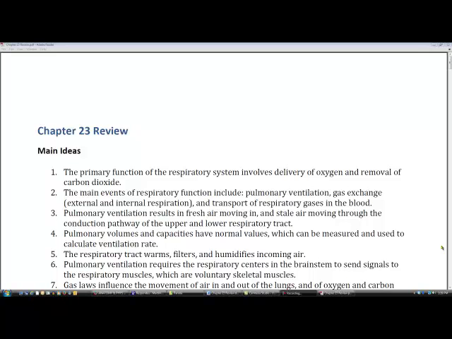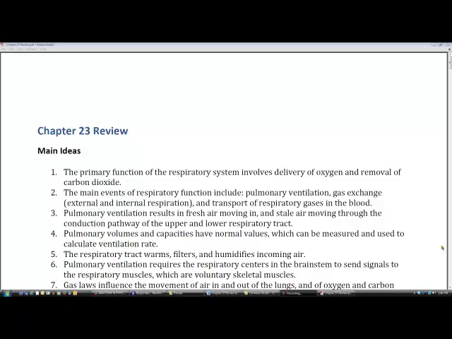We divide the actions of the respiratory system into four main events: pulmonary ventilation, which is breathing; gas exchange, which is the transfer of oxygen and carbon dioxide across membranes; external respiration, that's in the lungs; internal respiration, that's in the systemic tissues; and finally the transport of the respiratory gases in the blood.